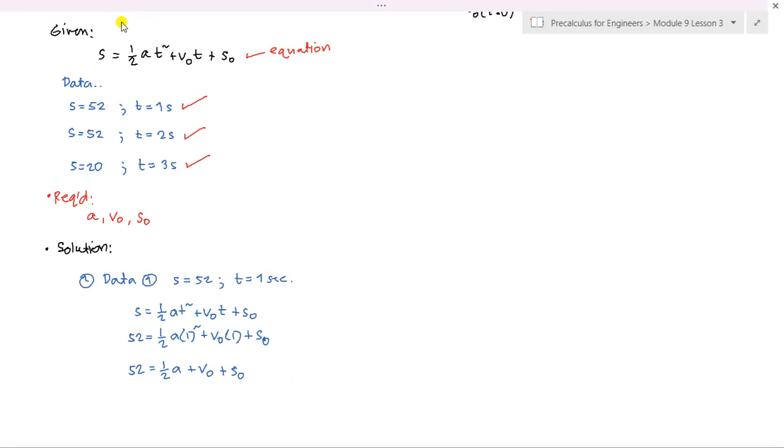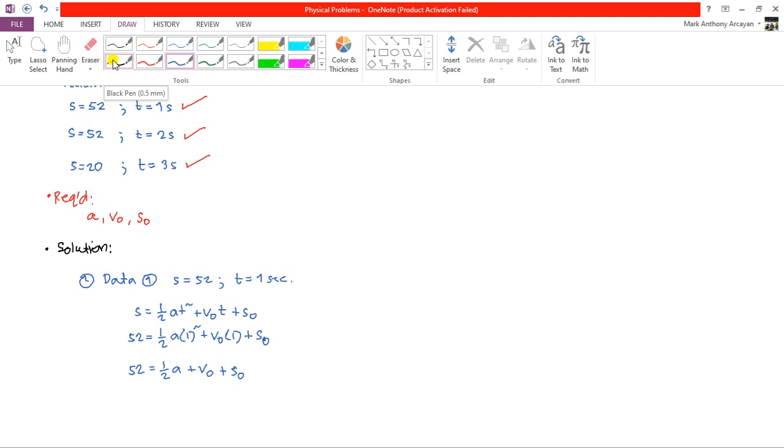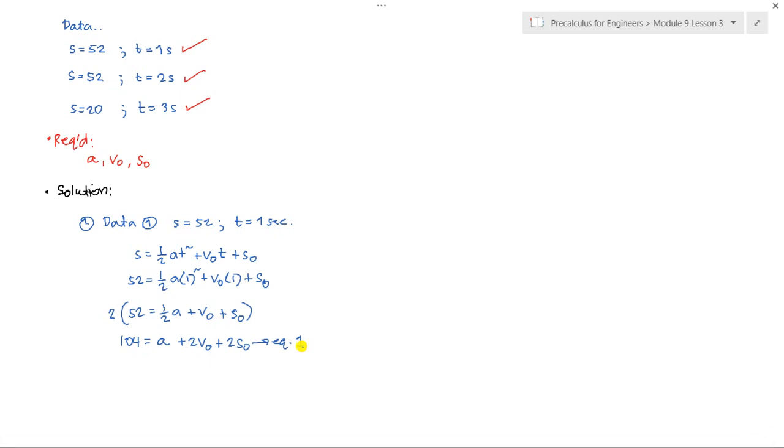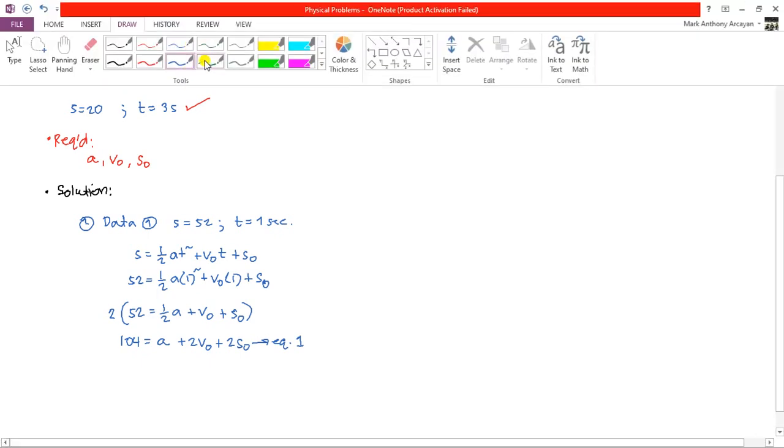Actually, para wala tay fraction, I'm going to multiply both sides by 2 para ma-eliminate na ang atong fraction. So, that would become 104 is equals to A plus 2 V naught plus 2 S naught. So, this would be our equation 1. So, nakasunod na class? Nakasunod ra?